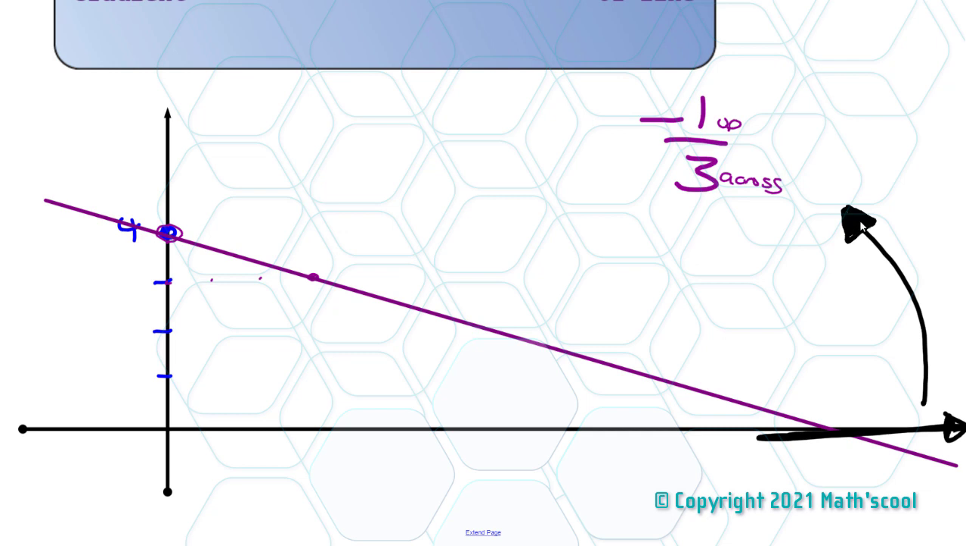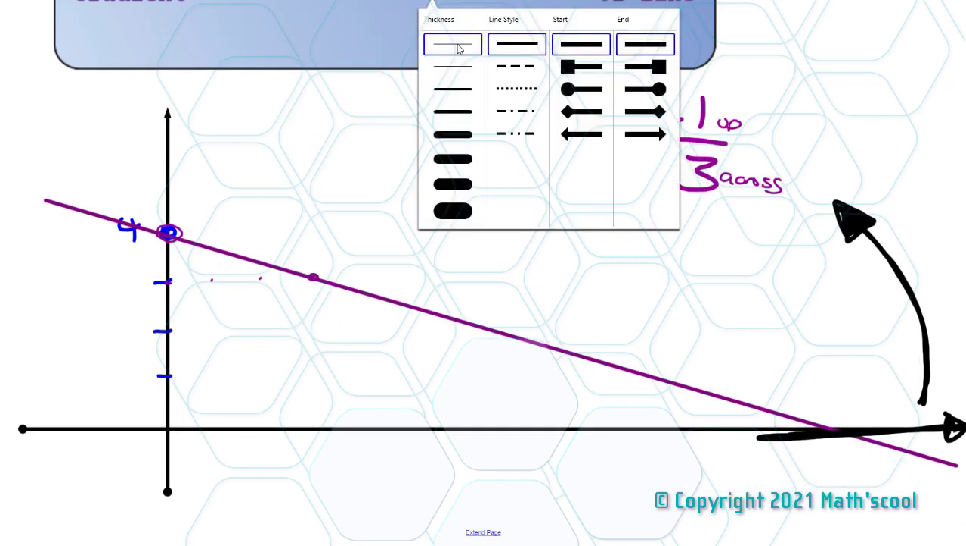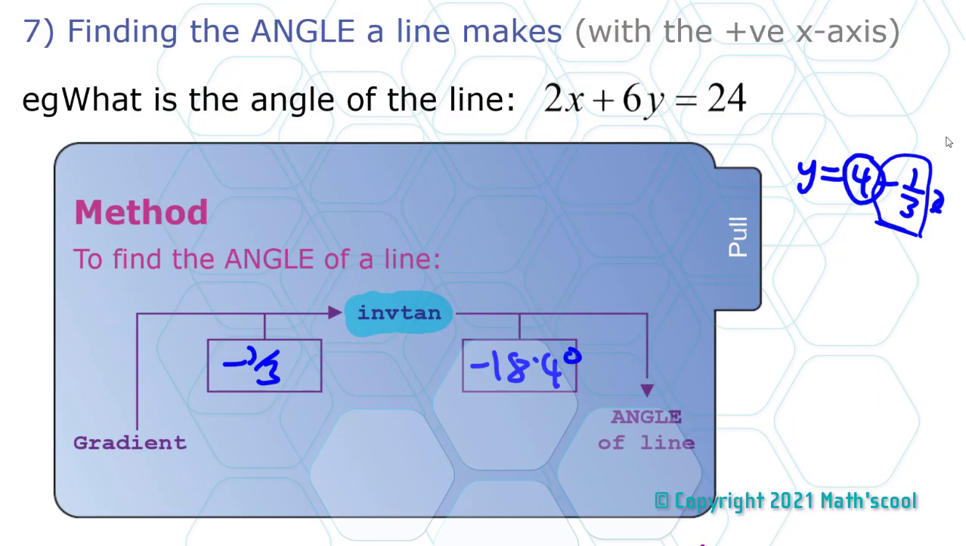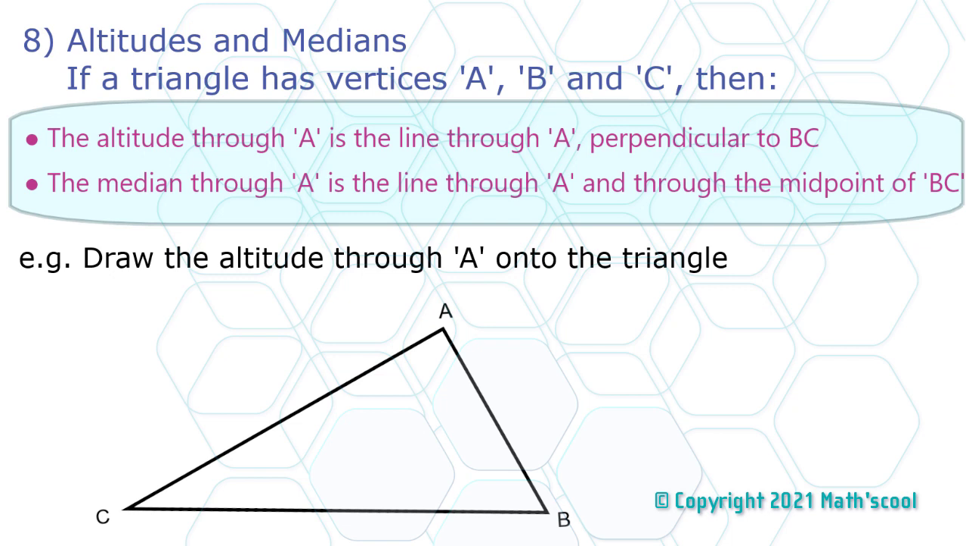Bearings are from the north and clockwise. No, not in A-level maths. From the x-axis and anti-clockwise. So a positive angle would go that way. Ours is negative 18.4, and of course, negative means it goes down this way. So it's 18.4 degrees down that way. Okay, so remember that. Angles in A-level maths are from the positive x-axis and measured anti-clockwise.